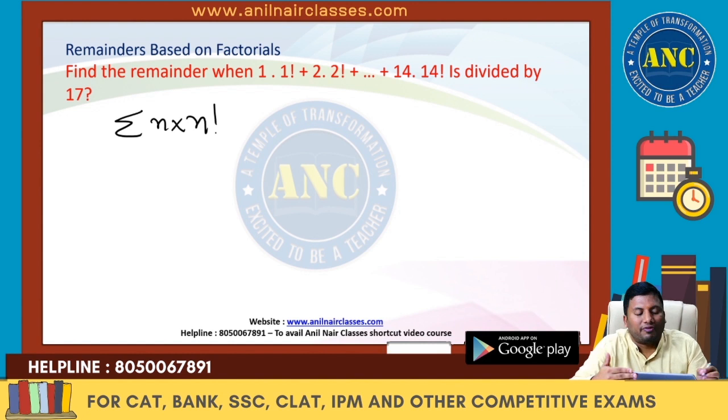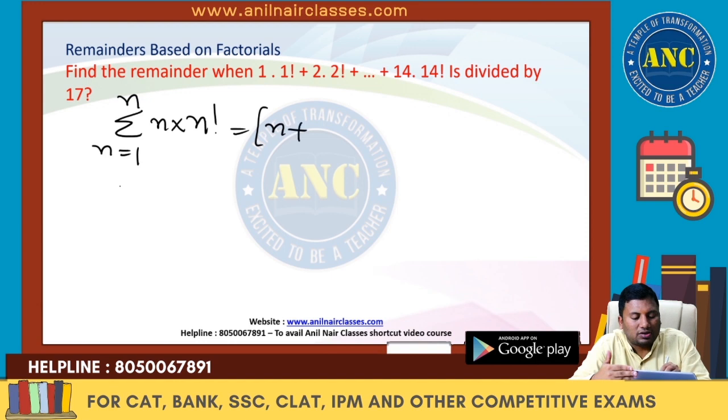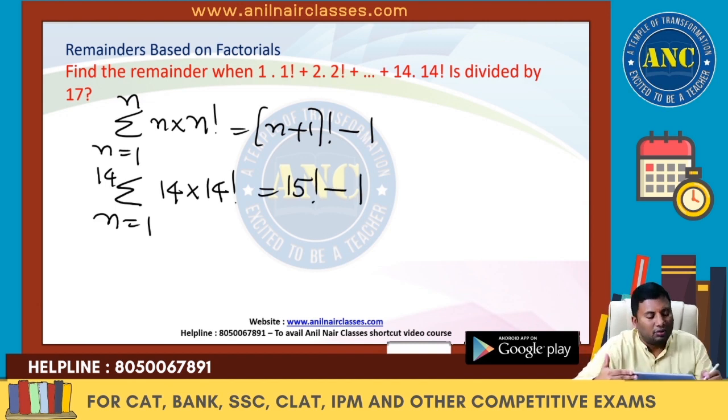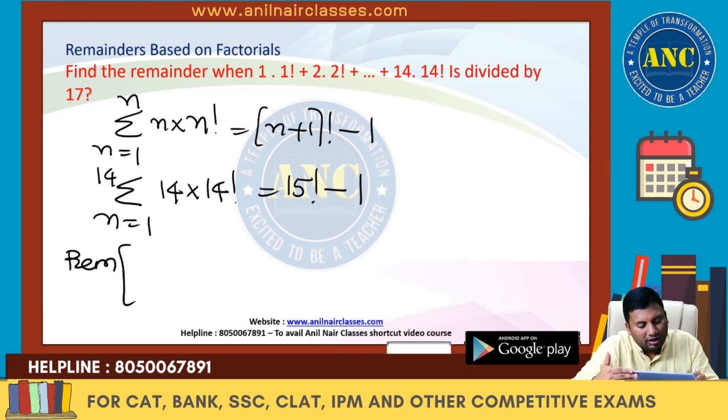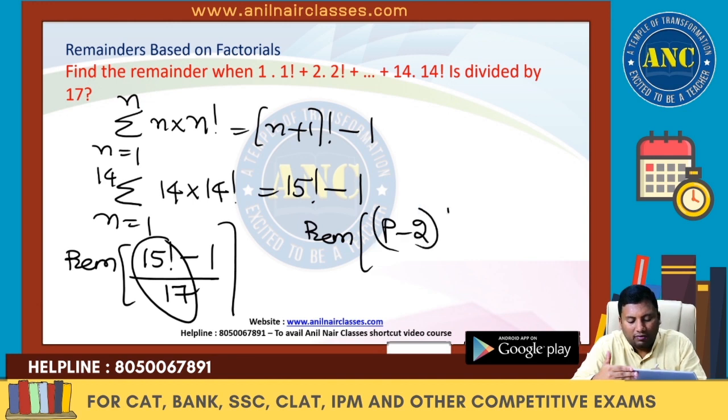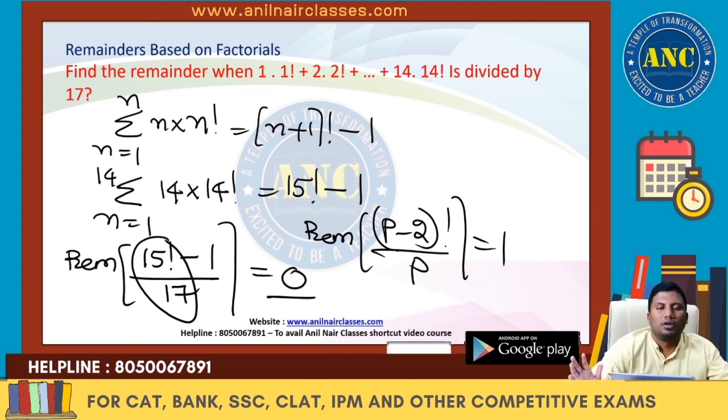The sum of n into n factorial, from n equals 1 to n, is nothing but n plus 1 factorial minus 1. So this is nothing but the sum of 14 into 14 factorial, n equals 1 to 14, which is 15 factorial minus 1. Now the divisor differs, it is 17. Remainder: 15 factorial minus 1 when divided by 17. This is 1. Why? Because P minus 2 factorial when divided by P is 1. 1 minus 1, 0.